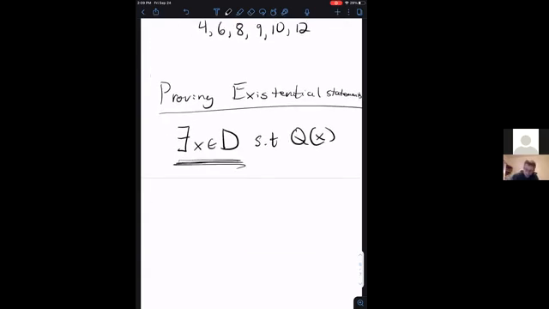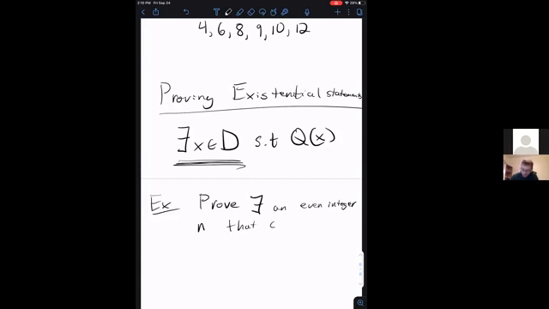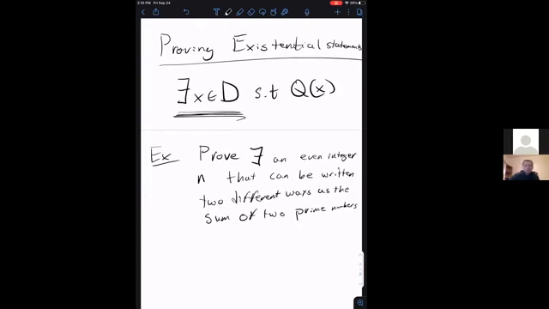So let's try it out. Let's prove that there exists an even integer, n, let's call it, that can be written two different ways as the sum of two prime numbers. Okay, let's do this.